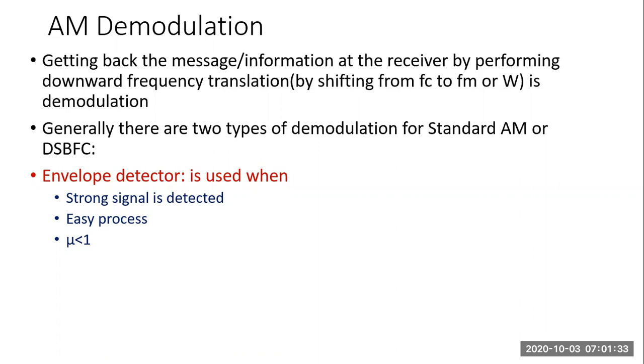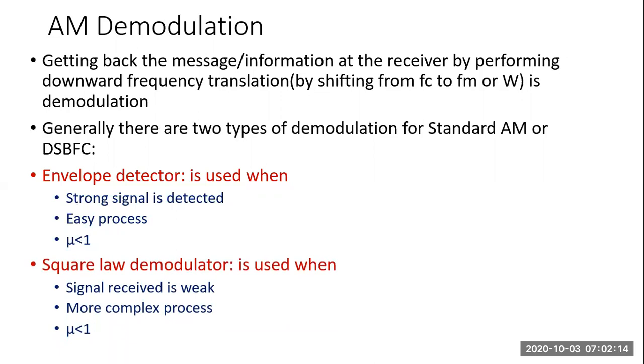This is the most commonly used demodulator for standard AM, and the conditions when we can use the envelope detector are, first, when the signal received is strong. Second, the process of envelope detection is very simple and easy. We use a diode in series with a resistor and capacitor and the job is done. And the last condition required is that the modulation index should be less than 1, or it should be under modulation.